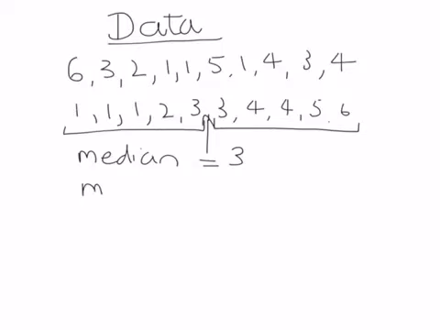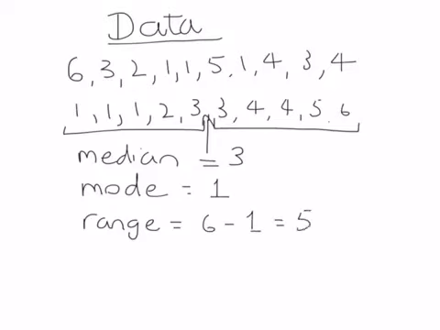The mode is the most common score. So have a look there. Which one's the most? There's 3 1s, so the mode is 1 because it occurs the most. The range is the biggest score take away the smaller score. So there is a range of 5 scores.